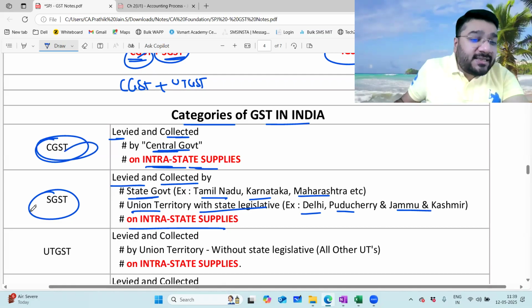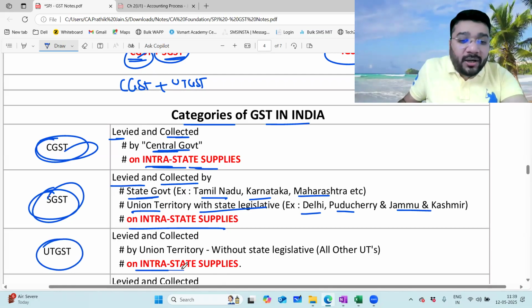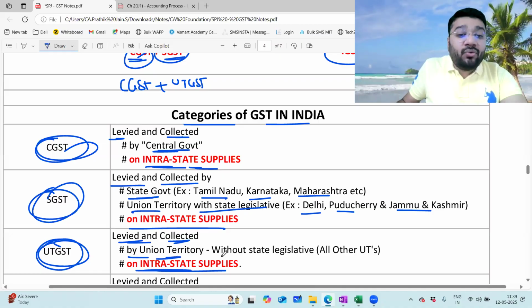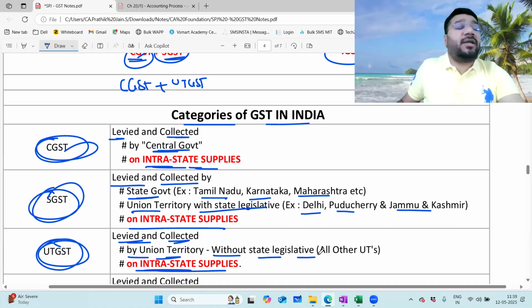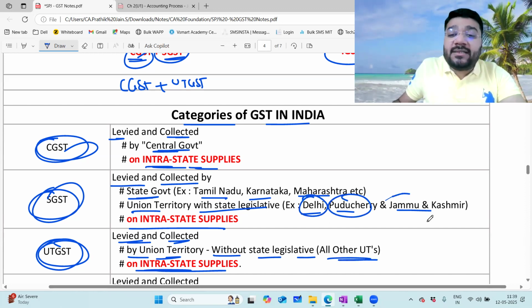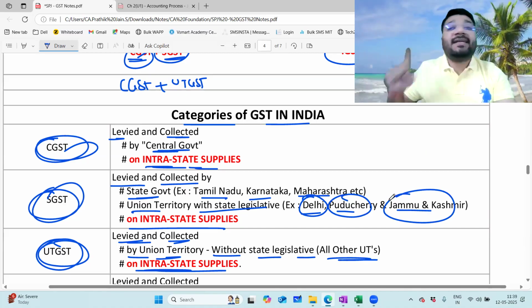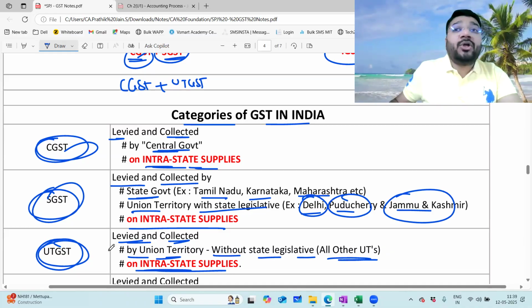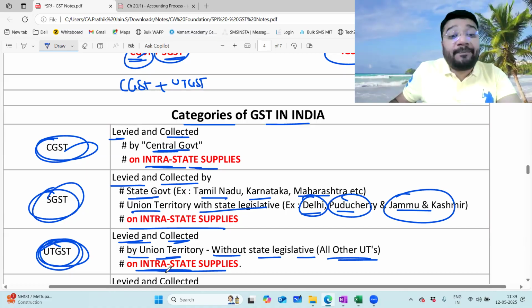So CGST, SGST, and UTGST comes on what? Intrastate supply. What is UTGST? Levied, charged and collected by the union territory. By the union territory, which UTs? Those UTs which do not have state legislative assembly. They don't have their own state government. All the other UTs apart from Delhi, Puducherry, and Jammu and Kashmir. Apart from that, remaining is how much? 6. All the other 6 who do not have their own state government will be called union territories without state legislative assembly, and in their bill they will charge UTGST on which supply?